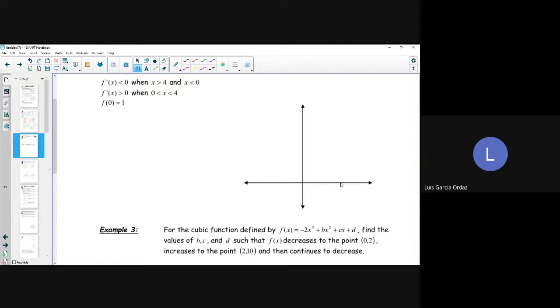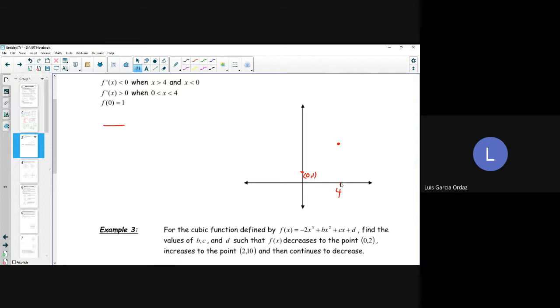So you have 4 over here, which means it's decreasing, which means there's probably a maximum over here. And when x is less than 0, it's also decreasing, which means I might have a minimum over here, because it can be decreasing from left to right. I know f of 0 is 1. And f prime is positive, or increasing, between 0 and 4.